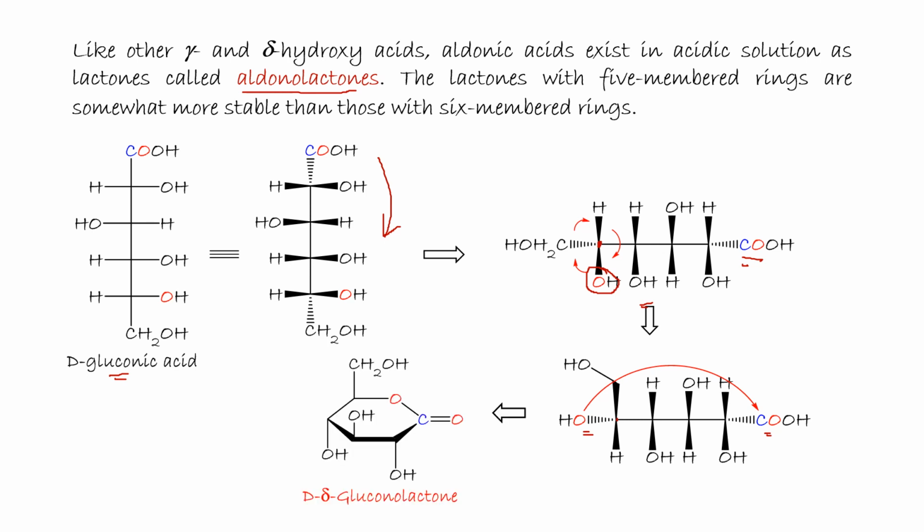Well, it gives a 6-member ring, OH down, OH down, OH up, OH up, OH down, OH down, CH2OH up, CH2OH up. This is the delta gluconolactone structure.